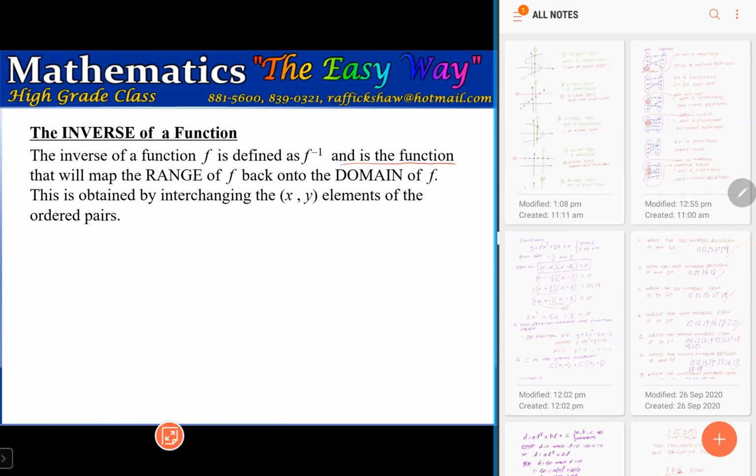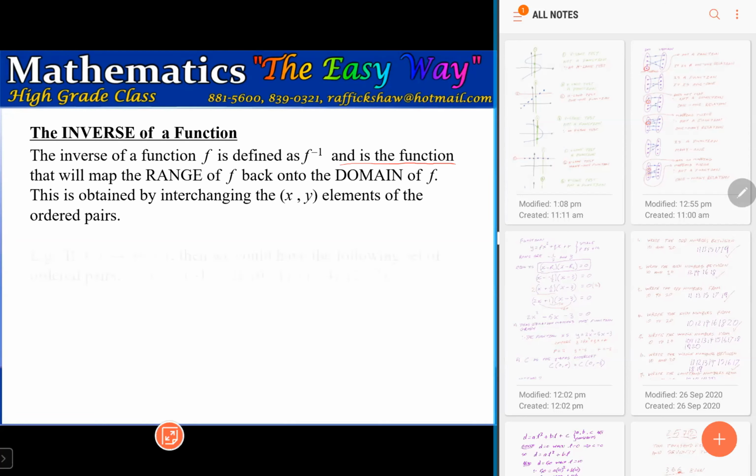So the inverse function, f to the minus 1, is a function that will map the range of f back to the domain of f. Right? So the inverse of f will map the range of f back to the domain of f. This is obtained mathematically by interchanging the x and y elements in the ordered pairs. So the function that reverses the x and y in the ordered pairs is the inverse function.